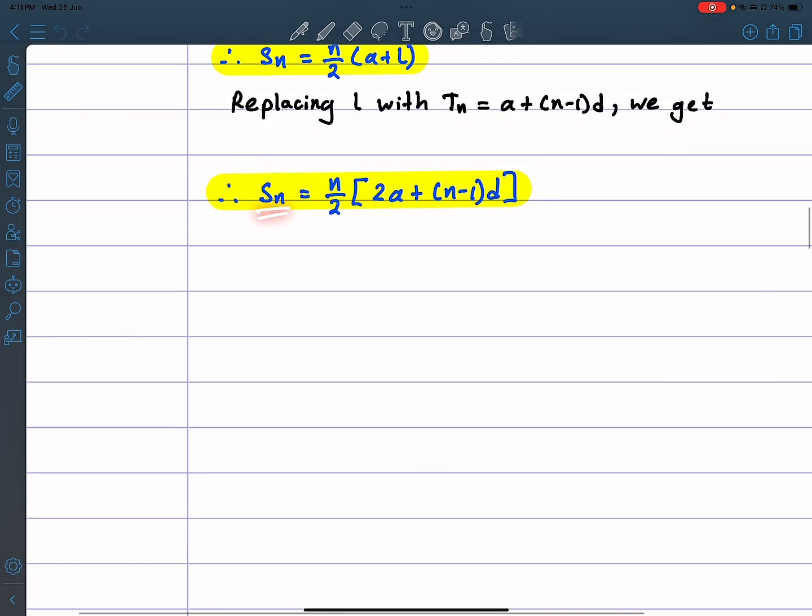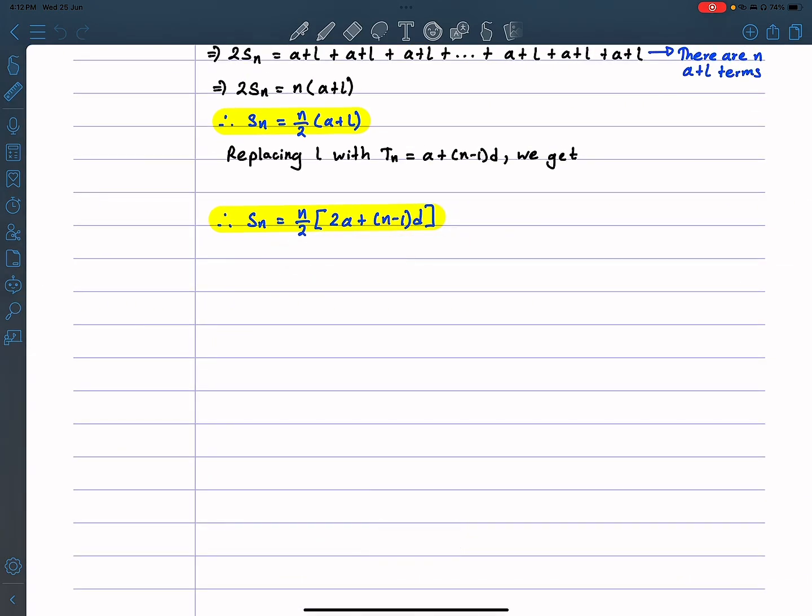So another way of writing the S of n for an arithmetic progression is n by 2, bracket open, 2a plus (n minus 1) times d, bracket close. And this is the more conventional formula that we will be using in our problems.